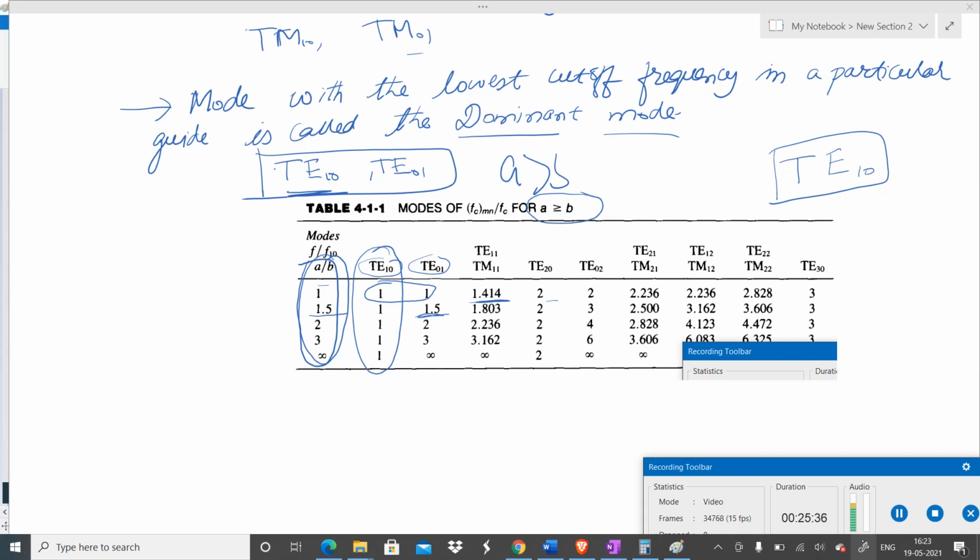Okay, so thank you for this lecture, and kindly note that you have to do the TM modes yourself. Submit the lecture notes along with this.